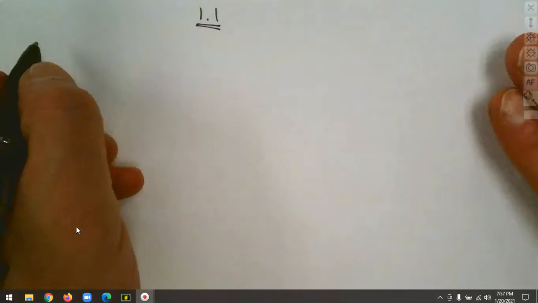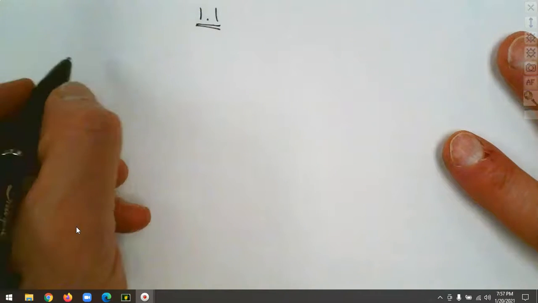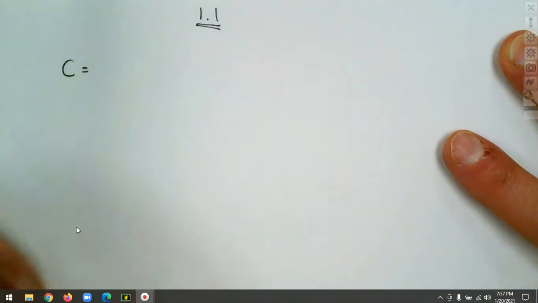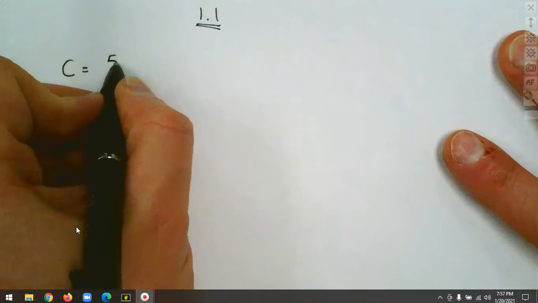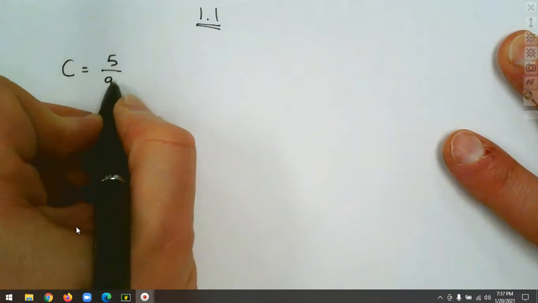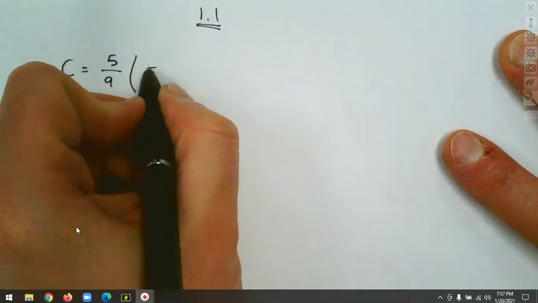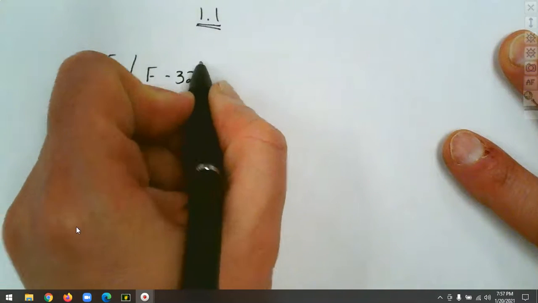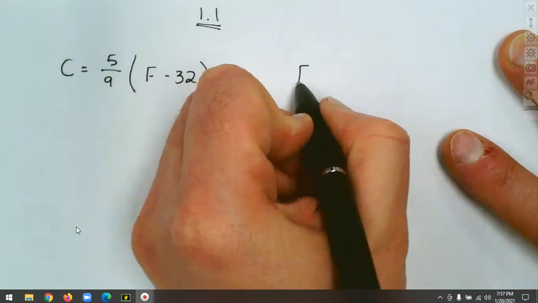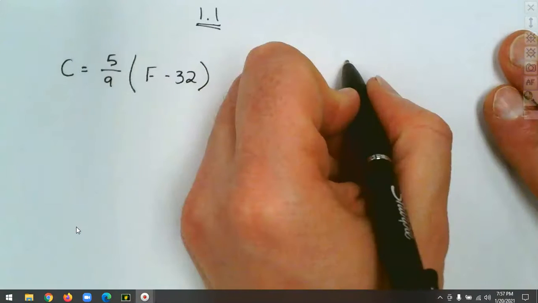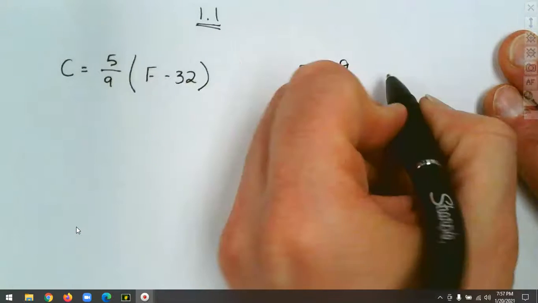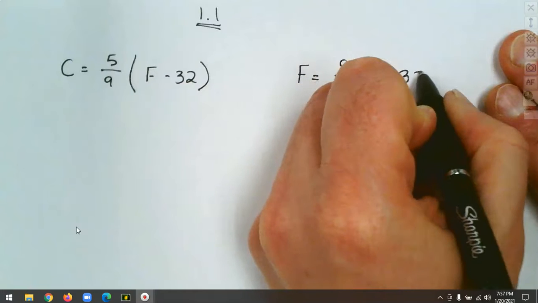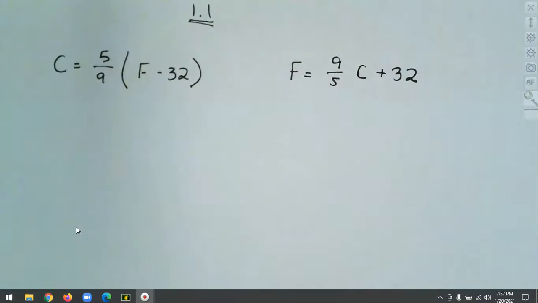So we're going to look at how to convert from Celsius to Fahrenheit. So I'm going to give you two formulas, and I'm going to have you convert. So here's our two formulas. The formula for Celsius is C equals 5/9 times (F minus 32). Our other formula is F equals 9/5 C plus 32. So we're going to use either one or the other.